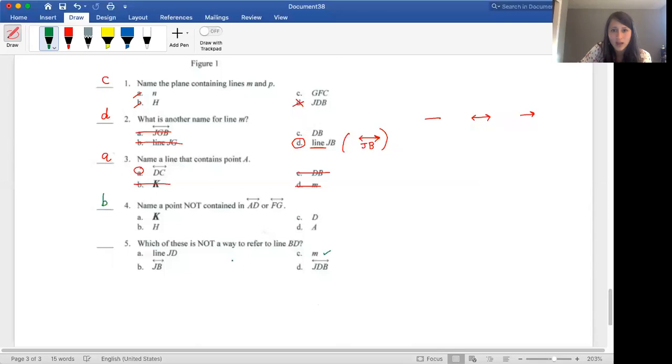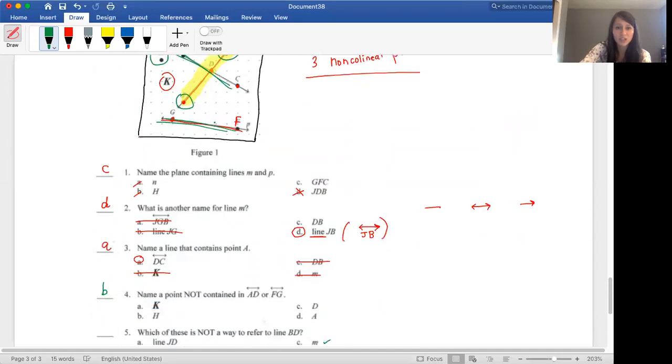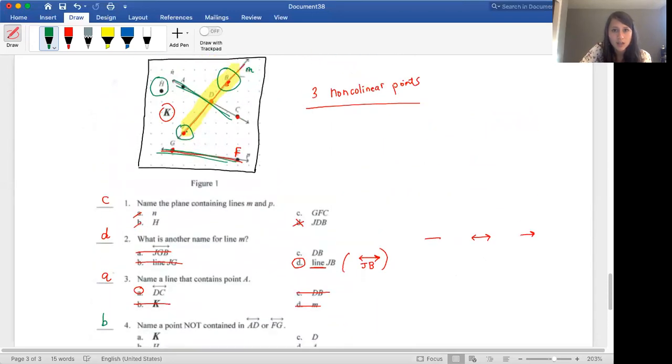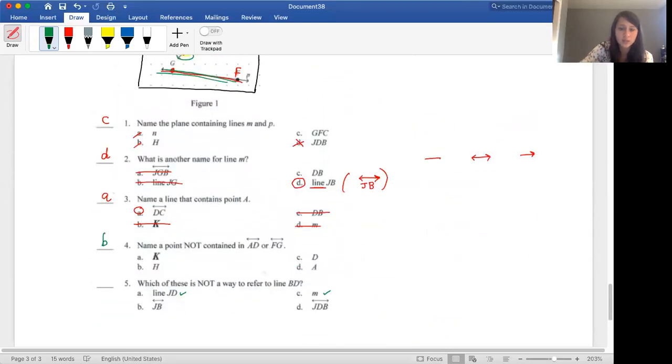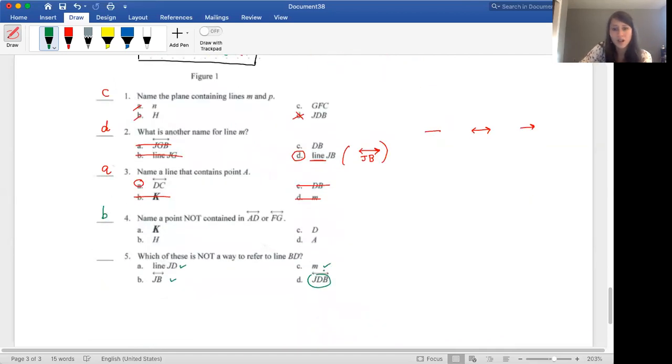That works. And then line, let's see, line JD, does that work? J and D. Well, that works because that's line JD, so that works down here. And then JB, so let's look, J and B. Well, that works because that's all on line BD, so that works. And then JDB. Well, remember, even though they're on the same line, we're not going to use 3 points to name a line. We're going to only use 2 points. So this is not a way to refer to a line.